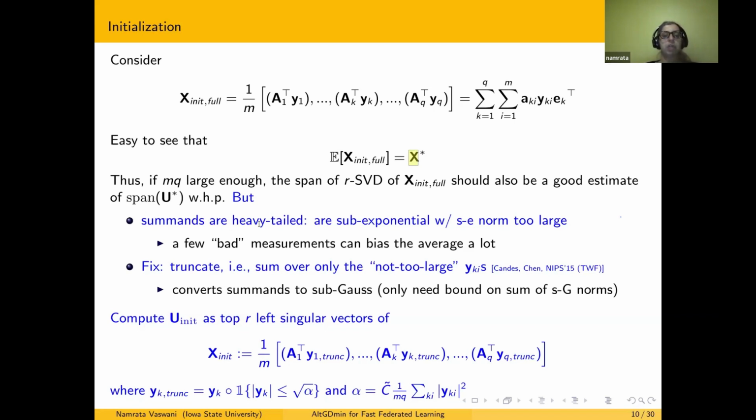Now, to ensure this, there is a problem. Your summands are heavy-tailed, so you need too many samples to ensure this. Or said another way, a few bad yki's can bias your average a lot. The fix for this comes from standard statistics literature. We came across it in a recent Candes phase retrieval paper. The idea is to sum over only the not too large yki's. Don't sum over all the yki's. You replace yk by yk trunc, where yk trunc is yk with entries larger than a certain magnitude zeroed out. Which entries are zeroed out? You compute a threshold also dependent on the yk's.